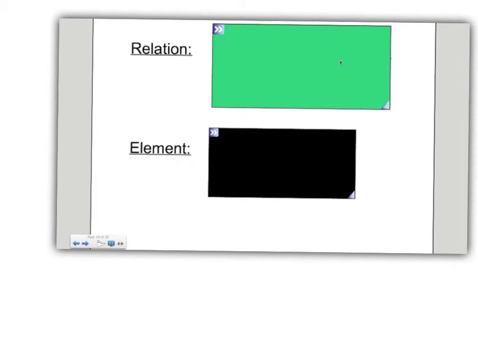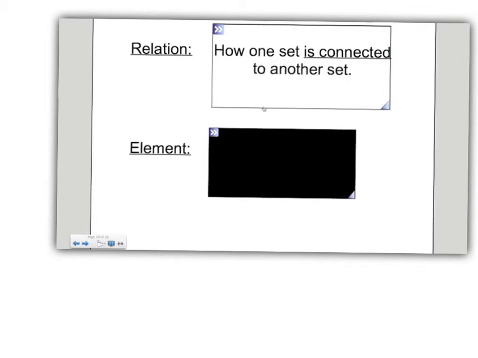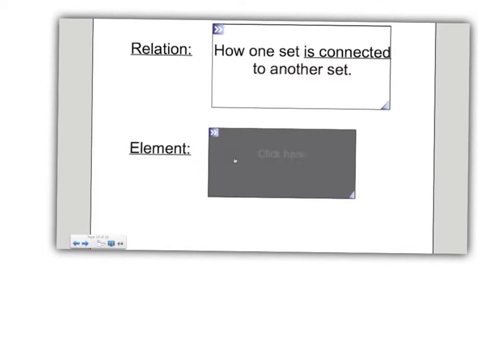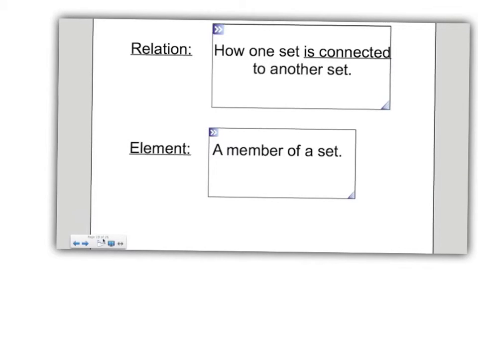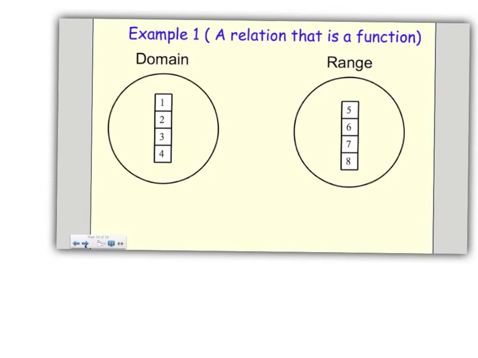So a relation we already talked about, and an element is just a part of a set. So here we have domain and range. This is a function because you have exactly one input assigned to exactly one output. So 1 can go with 5, 2 with 6, 3 with 7, 4 with 8, etc.